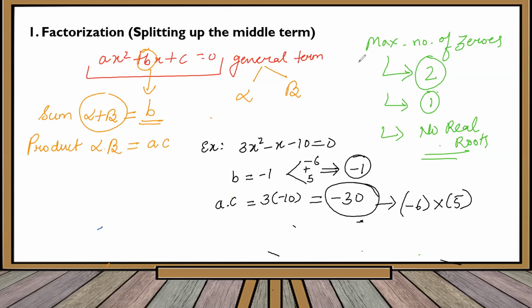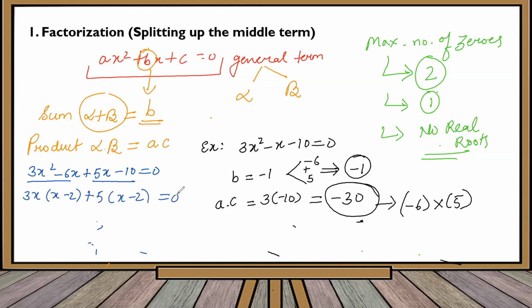See, now 3x squared minus x will be written as 3x squared minus 6x plus 5x minus 10 equal to 0. Let these be the first two terms, and this the third and the fourth term. Take out the common values. So 3x, x minus 2. Over here we can take out 5 as common, x minus 2 equal to 0.